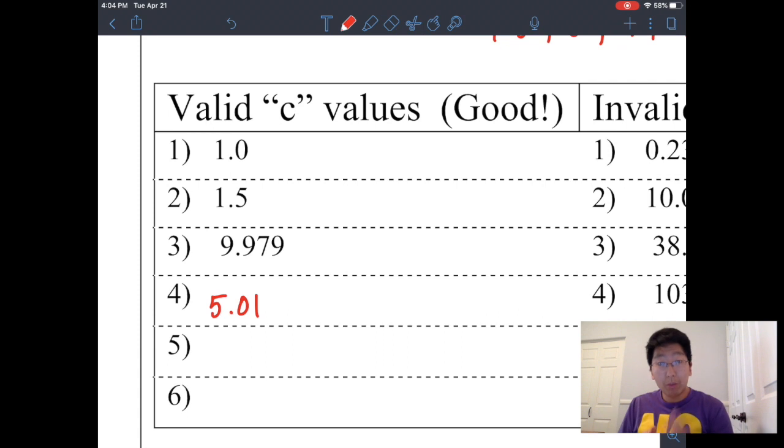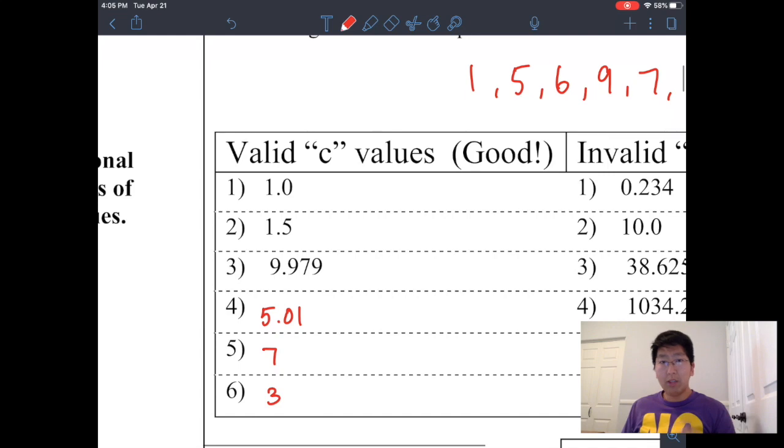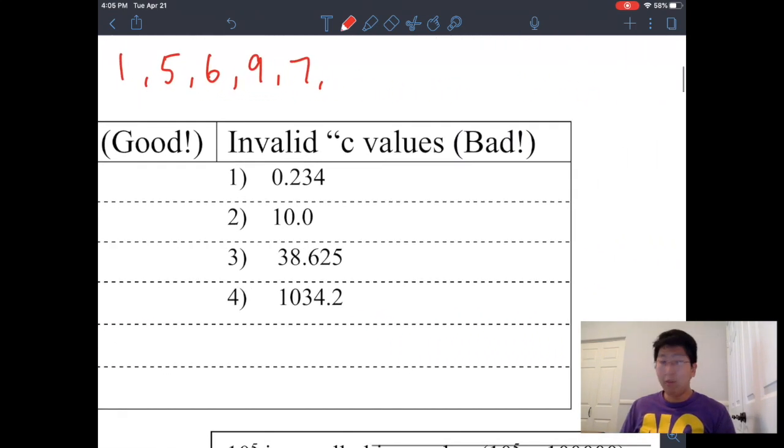5.01, that's going to be in between 1 and 10, okay? 7 is a number that will work, okay? How about 3? So these are just valid C values, okay? These are good, these work, okay? Now, hopefully you're able to see, okay, yeah, 1 through 10. I will give you some examples that do not work for the value C.